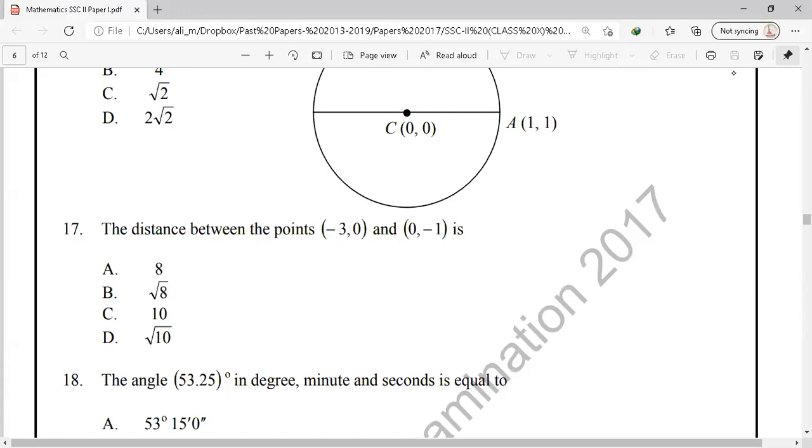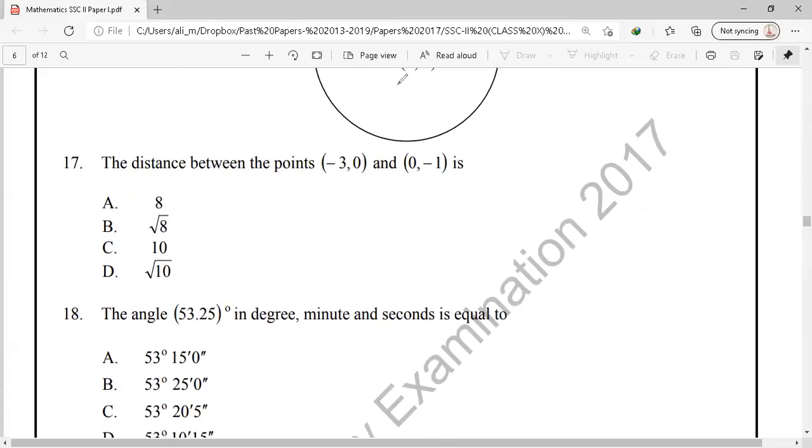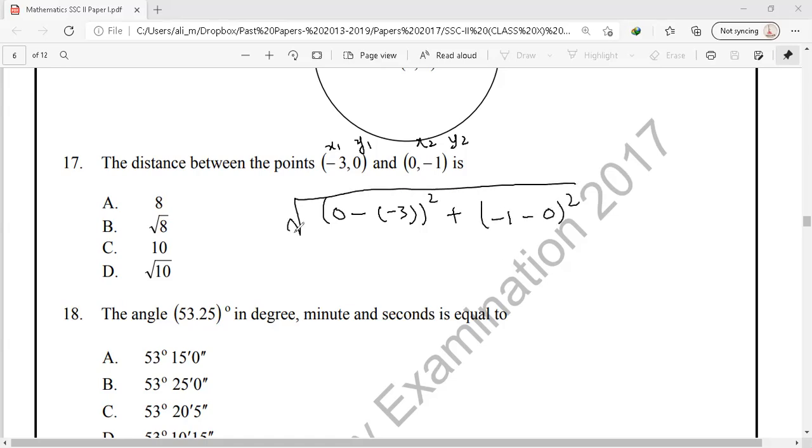Let's see the next question. Again, we have to apply the same concept, the distance between these 2 points. Let's say this is x1, y1, and this is x2, y2. Let's apply the formula x2 minus x1 square plus y2 minus y1 square, and the square root of this expression. So this would become 3 square plus 1 square. 3 square is 9, plus 1 is 10. So the distance between these 2 points is square root of 10. So in question number 17, the correct option is option D.